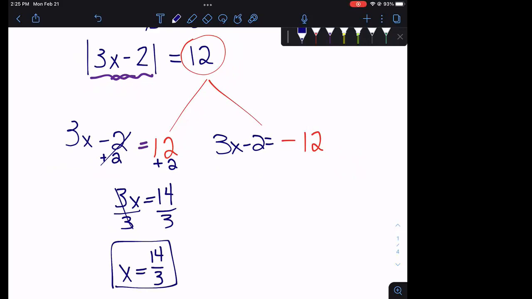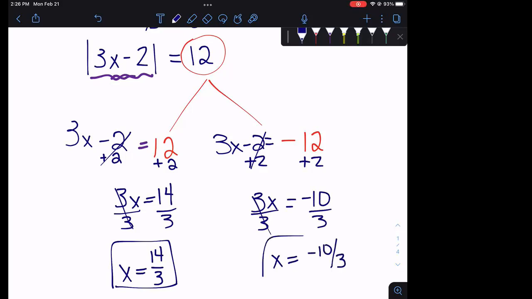Then we're going to solve the second equation over here on the right-hand side. Process is very similar. Add 2 to both sides. Now we have 3x equals negative 10. Again, we're going to divide by 3. And x equals negative 10/3. And again, I would just leave that as an improper fraction. And those are your two final answers.